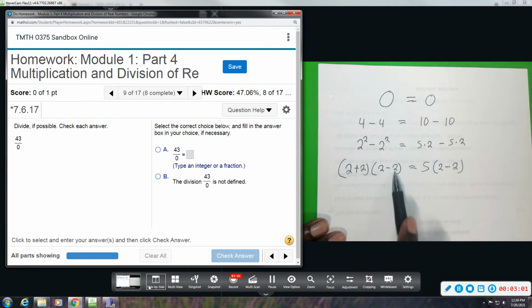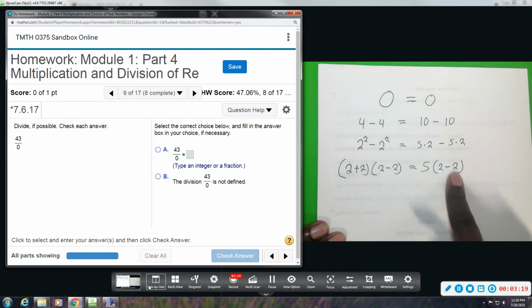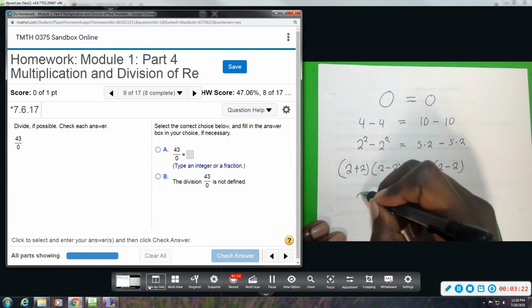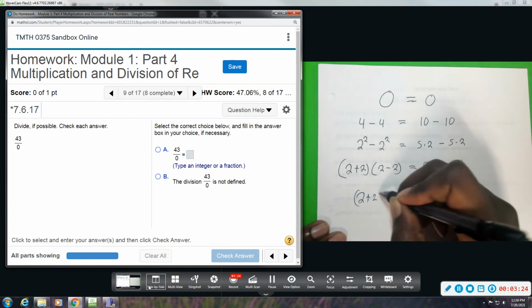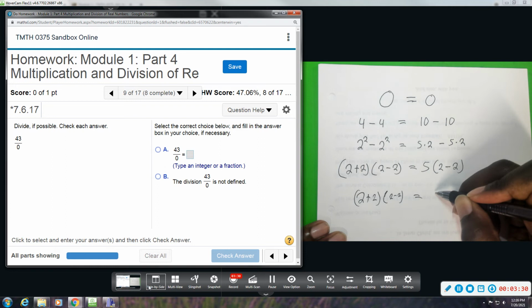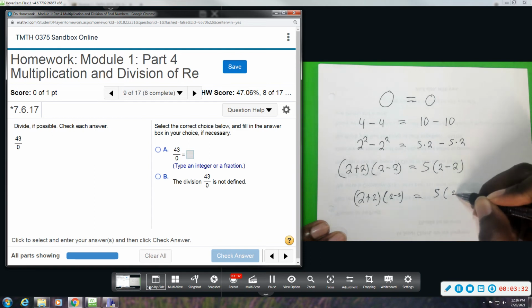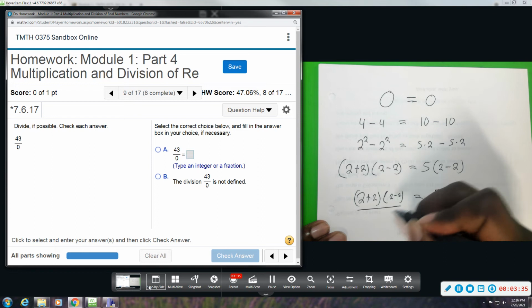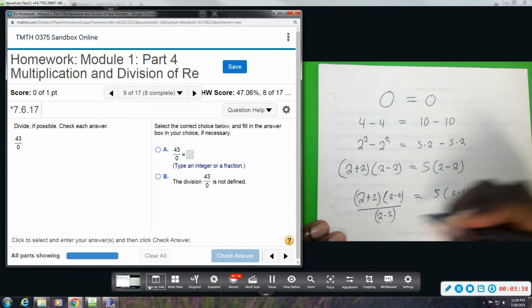All right, so here's how we check to make sure that this is still true. 2 minus 2 is 0, and then these two parentheses butted up against each other means we're going to multiply. So 0 times, doesn't matter what this is, will be 0. And then this also is 0, so when you multiply by 5, you get 0. All right, now, both sides have a 2 minus 2 in common, so I'm going to divide by the 2 minus 2 on both sides.